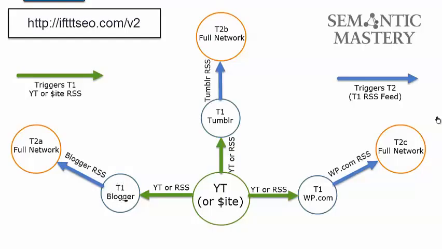But again, just keep it simple. Use tiered networks for YouTube only, and use branded single ring networks only, Tier 1 networks only for your money sites, and you won't have anything to worry about. You won't have to worry about the confusion that trying to set up Tier 2 networks for blog syndication causes sometimes. Okay, so that's it for tiered networks for YouTube.